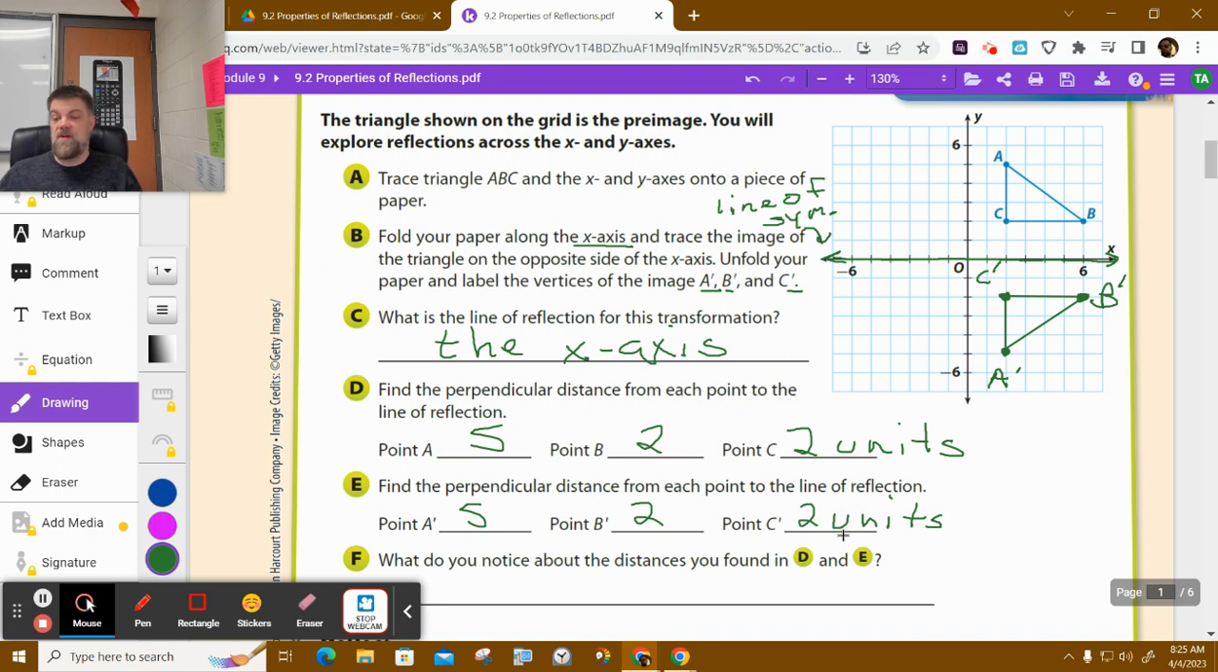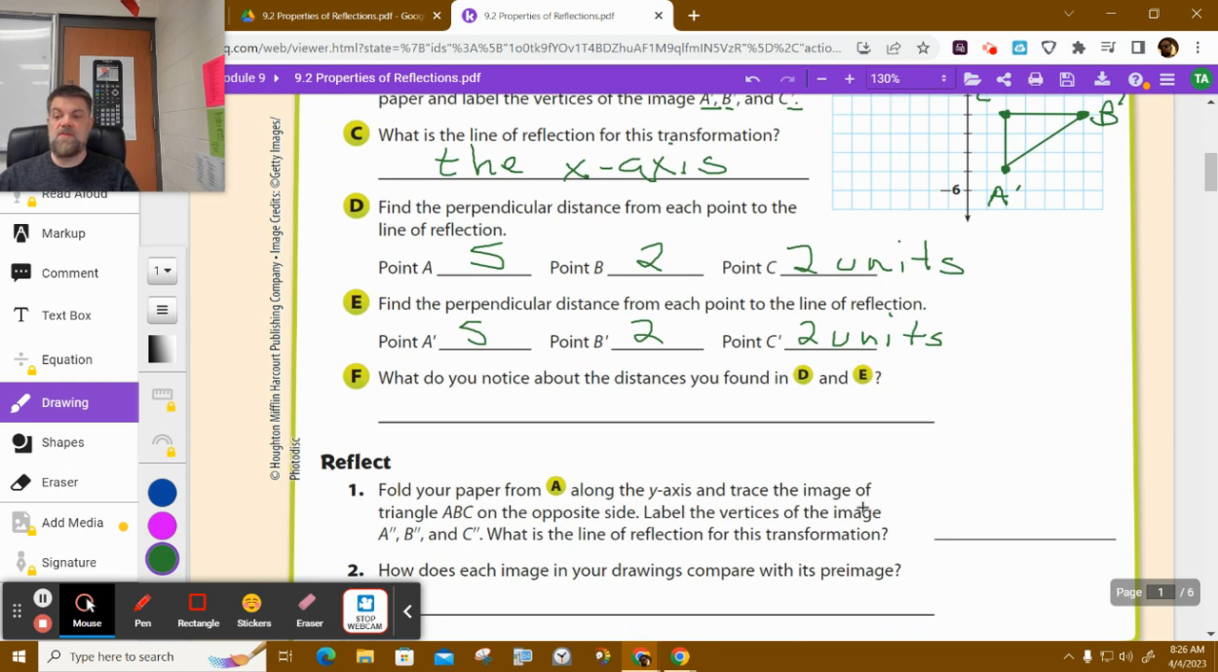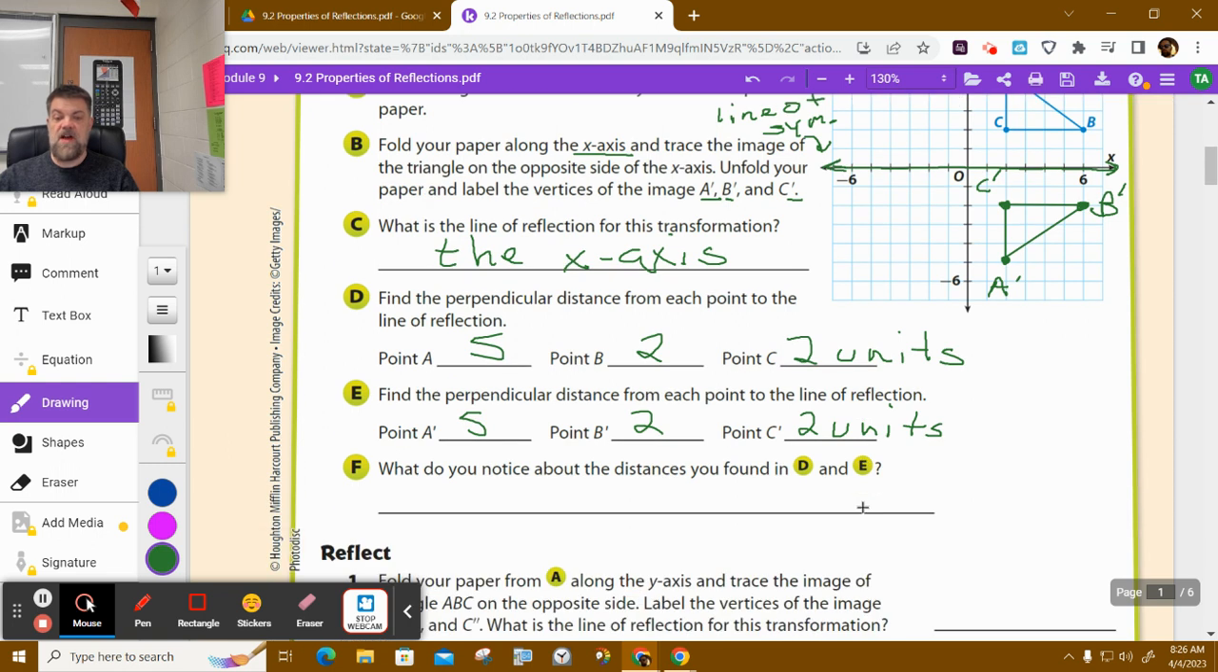No. All right, so it says, what do you notice about the distance found in D and E? In other words, they are the same. This is the same as this. This is the same as this. This is the same as this. So they are the same.